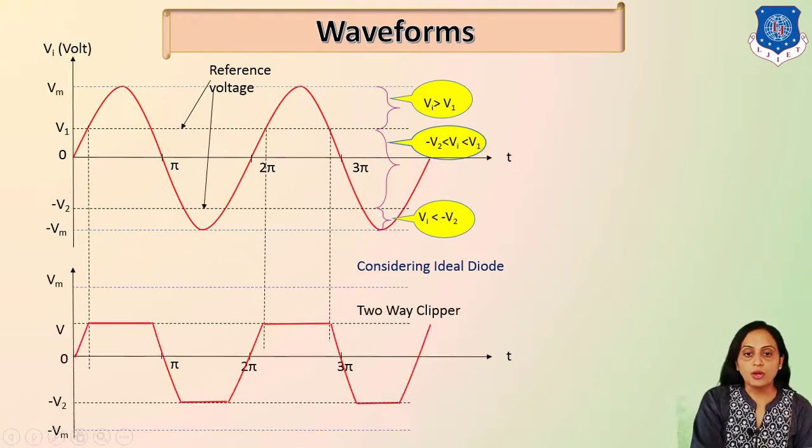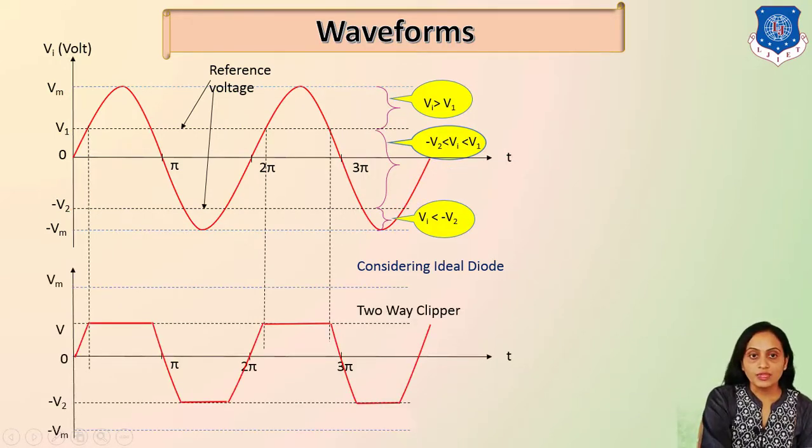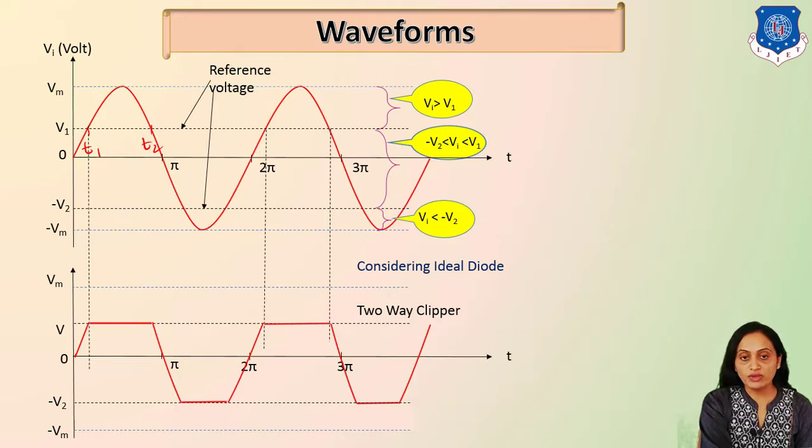and now we are going to plot it. You can see when this input goes above V1, at these two instances T1 to T2, input goes above V1, and for that what happens? This is V1. Diode D1 is on, and due to that the output voltage is equal to V1.